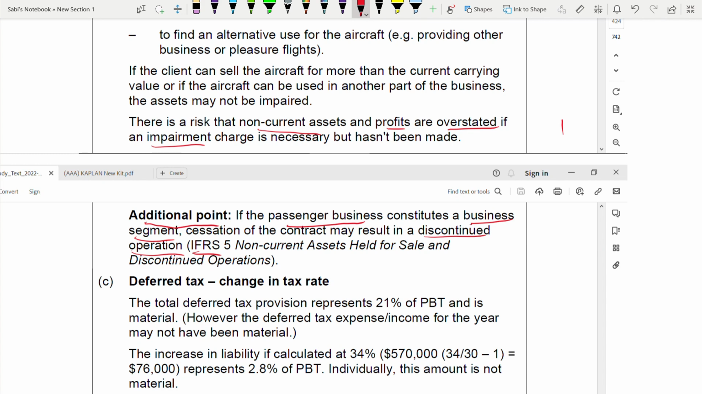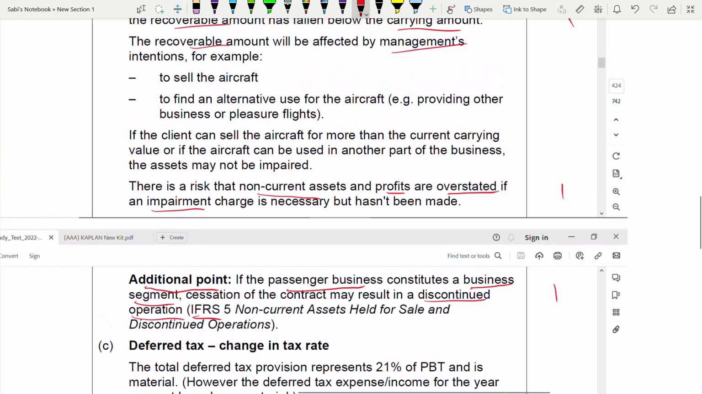Sorry, it's not non-current assets held for sale because the passenger business is not a non-current asset. It could be a discontinued operation according to IFRS 5. Some of you might think about this also. If you wrote this instead of the impairment part, you will get the point for this. But if you don't write it also, you will get full marks for writing impairment and all those things.